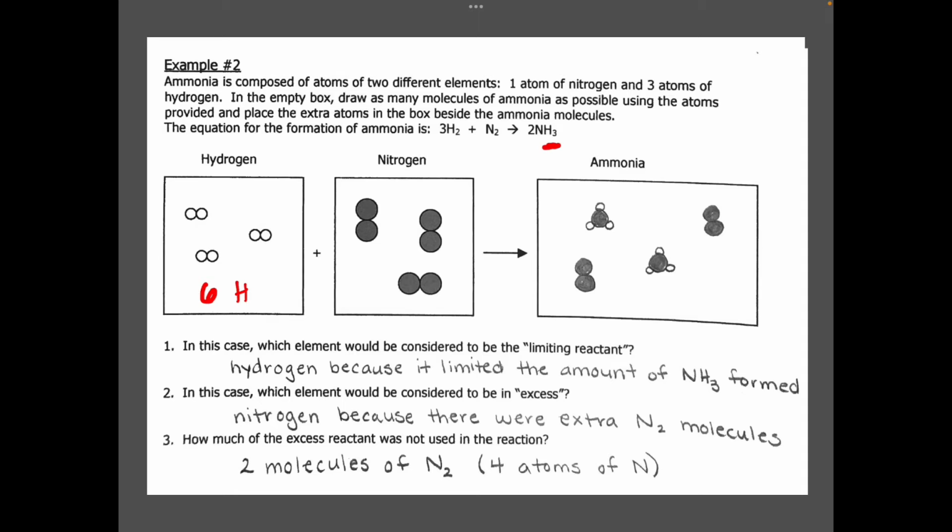So in this case, hydrogen was our limiting reagent because it limited the amount of ammonia that we could form, right? We had extra nitrogen, but we were limited by our number of hydrogen atoms. So since we had extra nitrogen, that says that element is in excess. And it says how much excess? Well, we had 2 extra molecules of N2, or you could have said 4 atoms of nitrogen.